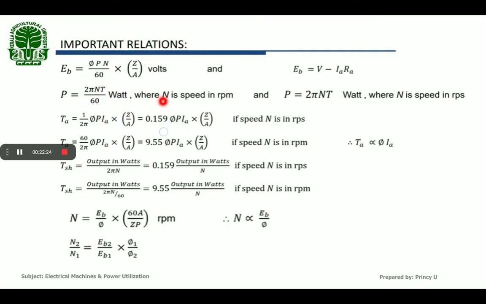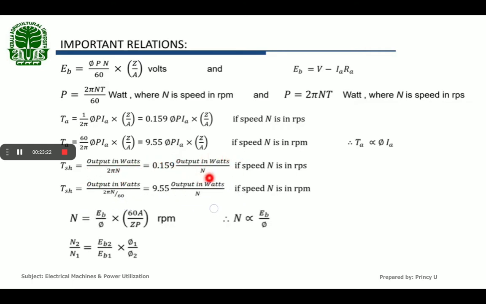The unit of power is watts, and the division by 60 is because N is in RPM. And P is equal to 2 Πn T watts if N is in RPS, revolutions per second, so no division by 60 is needed. The armature torque equation is 1/2 Π Φ P IA into Z by A. Just remember this equation, or we can write it as 0.1595 Φ P IA into Z by A if speed is in revolutions per second. And 9.55 Φ P IA into Z by A if N is in RPM. The shaft torque is output in watts divided by the speed, the angular velocity 2 Πn.